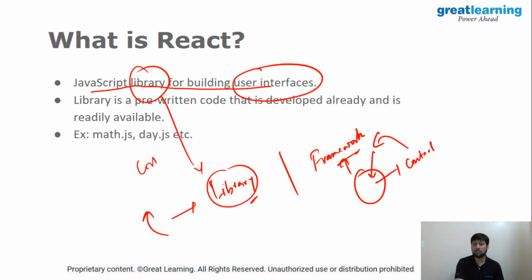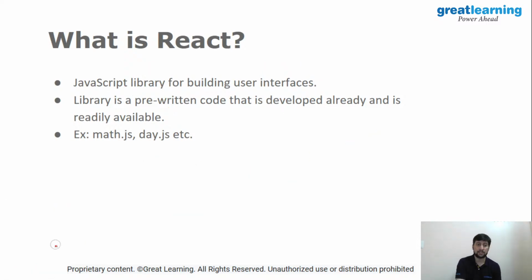Okay, which is not the case in a framework. The dependency is on the framework, right? And which is not the case in a library. A library is pre-written code that is already there, right? And it has been compiled, and it has gone through all the error checks and all those things. So it is good to go, and you just have to use it.